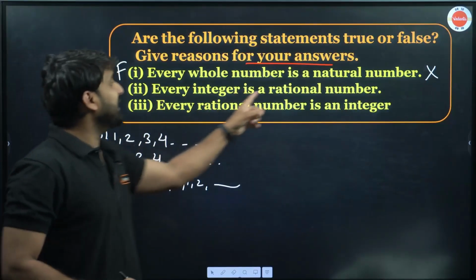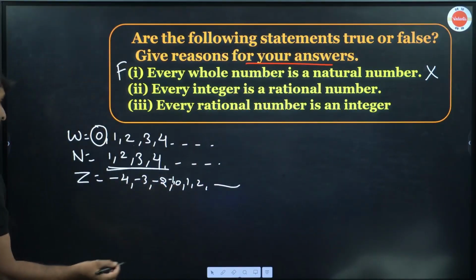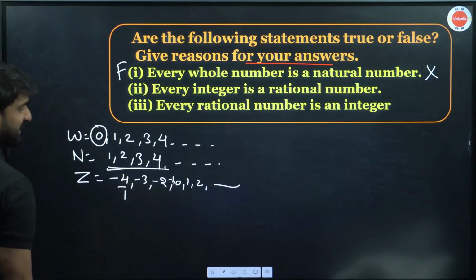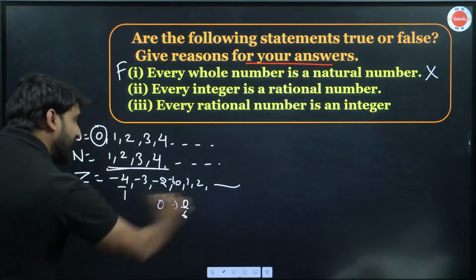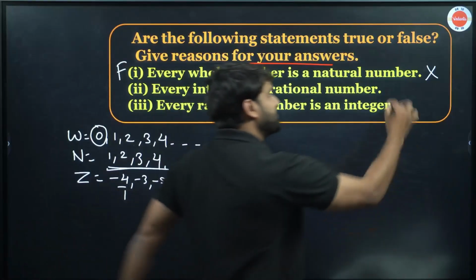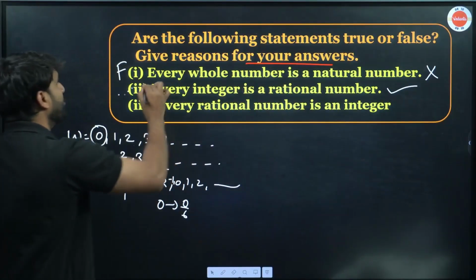Second is, every integer is a rational number. Of course, champion, because minus 4 can be written as minus 4 by 1. 0 can also be written as 0 by 6. So every integer is a rational number. This is absolutely correct. This is true.